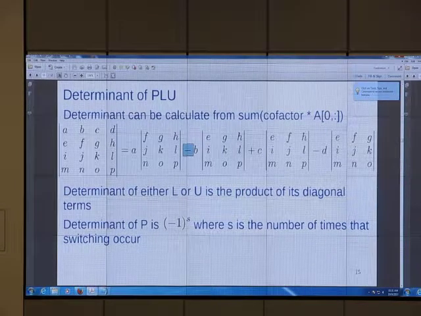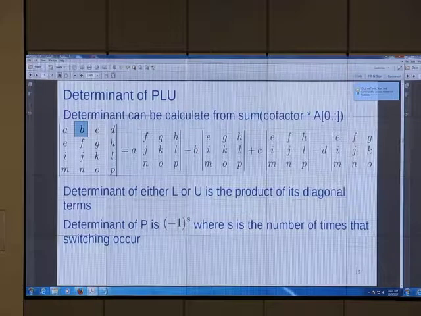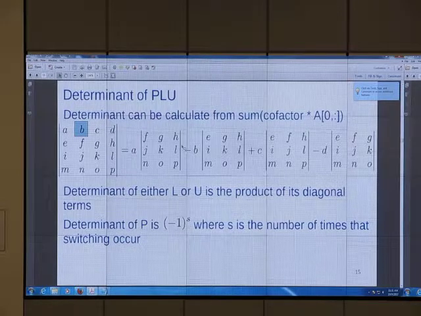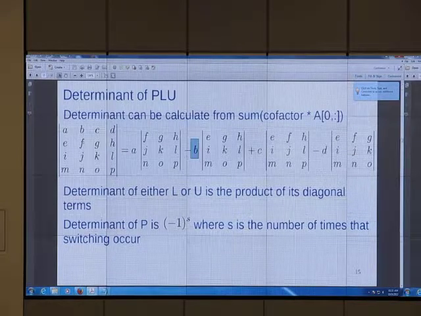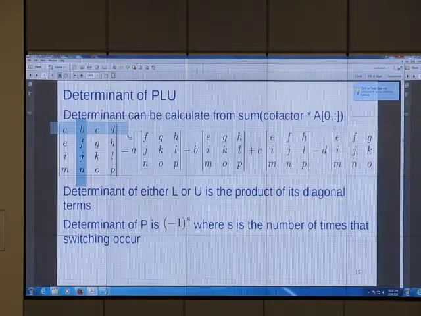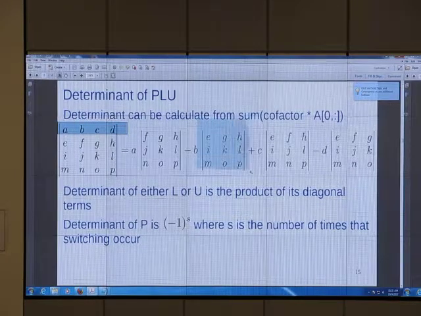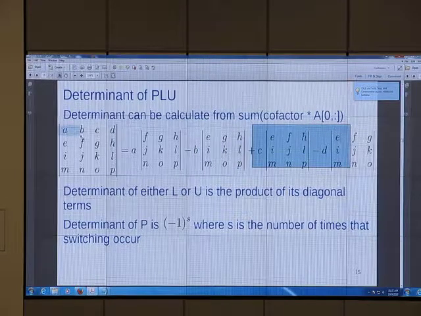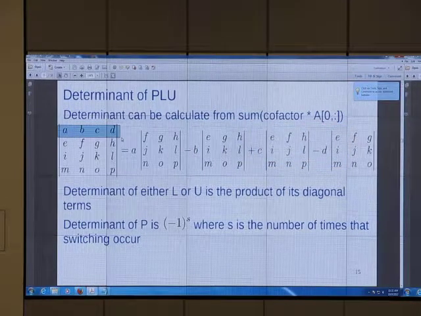Then we take the pivot element, which is B. B is in row 1 and column 2. 1 plus 2 equals 3, and minus 1 raised to the power of 3 equals minus 1. That's why we put minus 1 over here. So the pivot element goes here, and then we delete this column and this row, and we get the determinant of the rest. And we keep doing it until we have done all the pivot elements in that row.